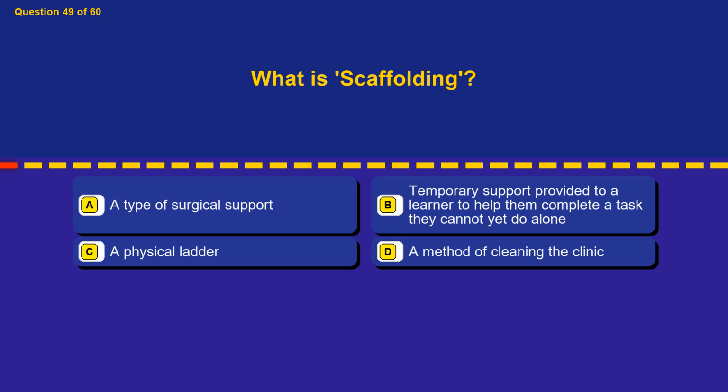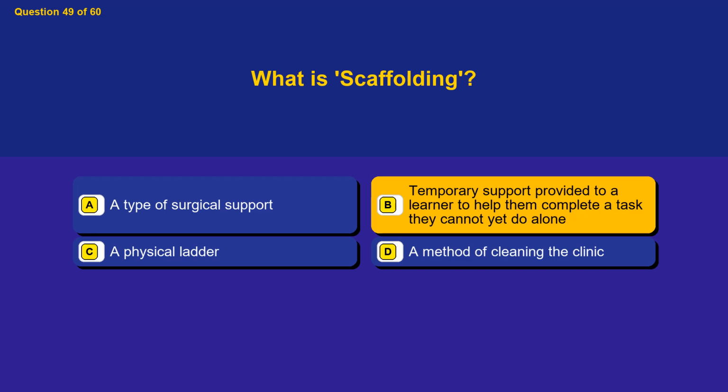Question 49. What is scaffolding? Option A. A type of surgical support. Option B. A temporary support provided to a learner to help them complete a task they cannot yet do alone. Option C. A physical ladder. Option D. A method of cleaning the clinic.